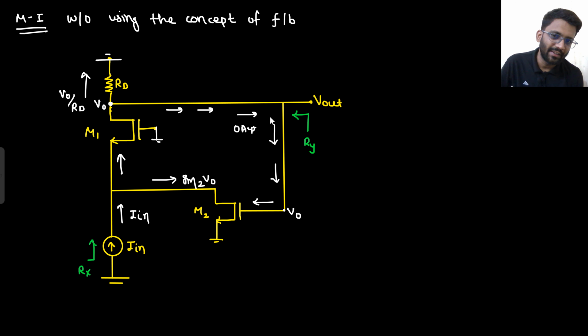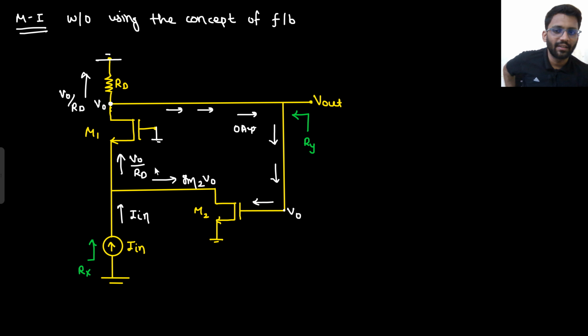Now this V naught by RD current is not going here. This current is 0 ampere. So what is this current? This current is certainly V naught by RD. Did you understand this point? I intelligently solved it. Look, this current was completely 0. So if V naught is going here, that means the upper current is V naught by RD. So no current is going in this path. So certainly in this MOS, V naught by RD current is going. In this MOS, V naught by RD current is going.